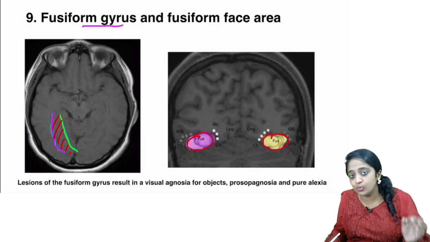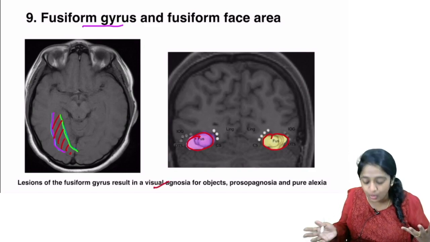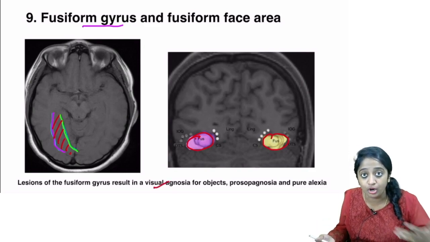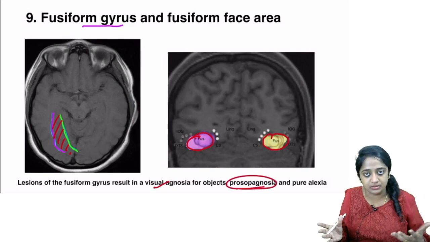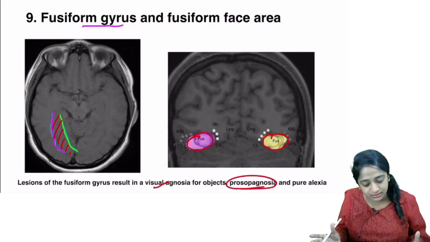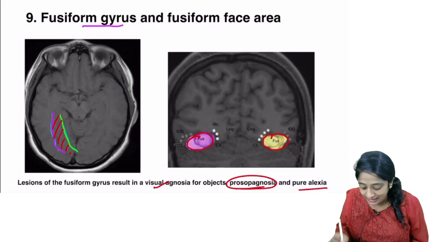So with any lesion, what will you get? You will get visual agnosia for objects. You can see but you cannot derive the meaning. Prosopagnosia, facial blindness: you are not able to recognize faces. Okay, and even pure alexia.